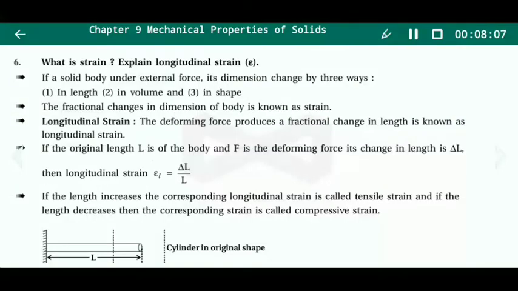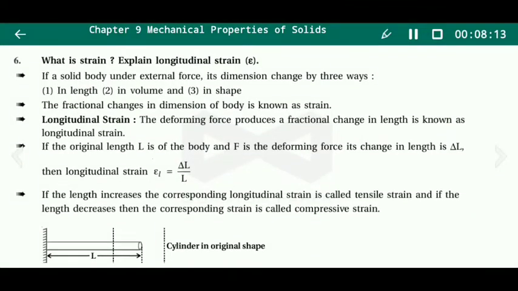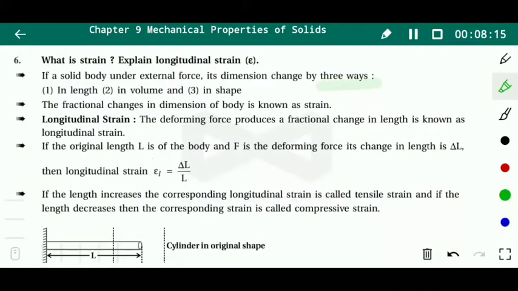Learn about the strain. So what is strain? If the body is under an external force, its dimension changes in 3 ways: in length, in volume, in shape. So the fractional change in the dimension of the body is known as strain. Means here small changes happen in the dimension of the object, and what will we call that?